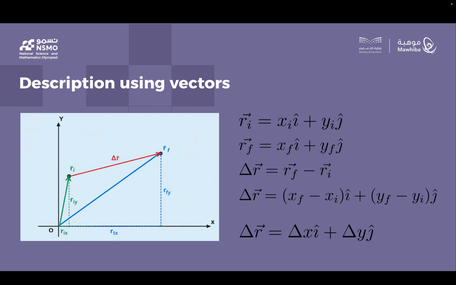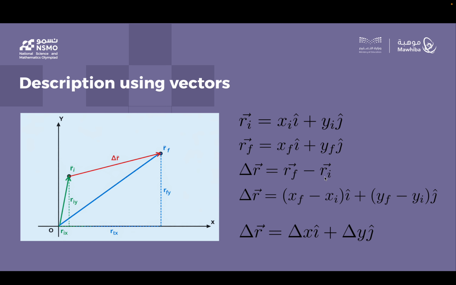Preferably, we describe motion in two dimensions using vectors. The object starts at the position Ri and moves to the final position Rf. Using unit vectors, the initial position can be described as Ri equals xi times i plus yi times j. Similarly, the final position is xf times i plus yf times j. The displacement is simply the difference between the two vectors, so Rf minus Ri.